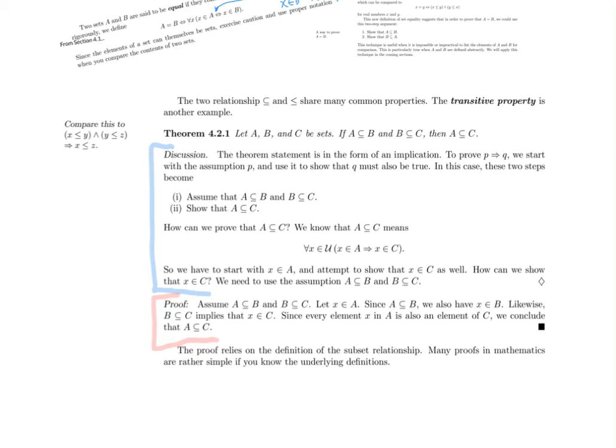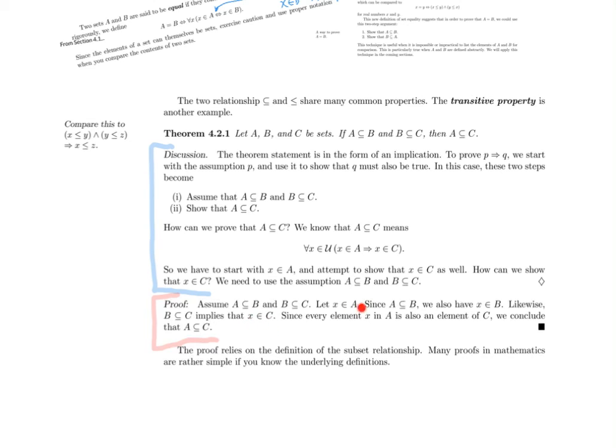We start by assuming that A is a subset of B and B is a subset of C. We're going to pick an arbitrary element of A, and we're going to call that x. The fact that A is a subset of B, which we're assuming, allows us to conclude that x has to also be in B. Similarly, since we assumed B is a subset of C, we combine that with the fact that x is an element of B to conclude that x is an element of C.